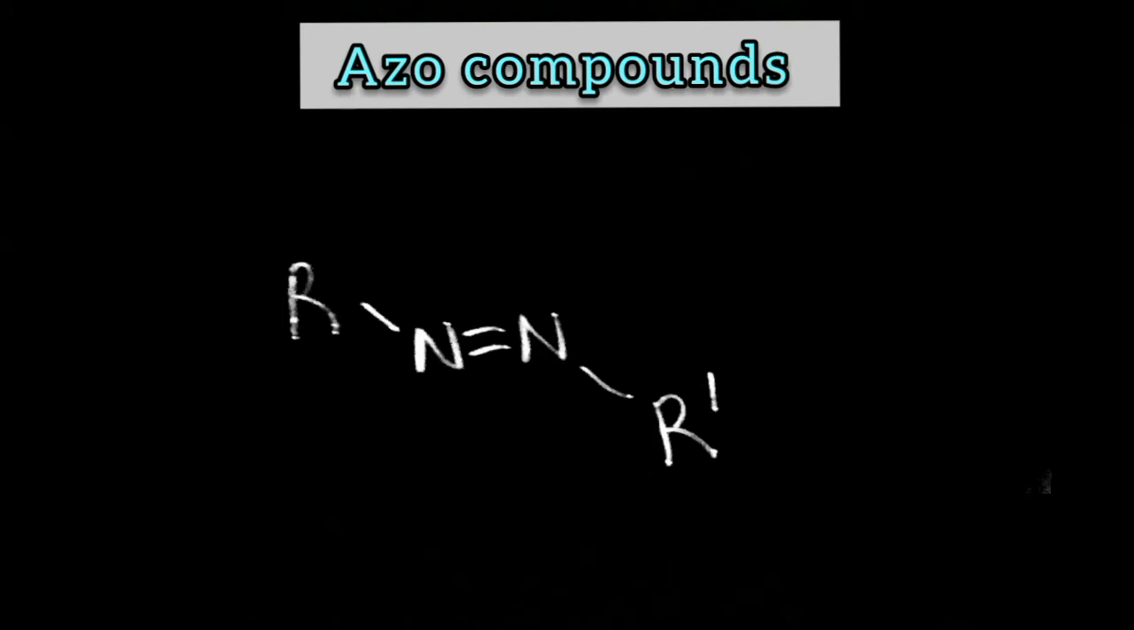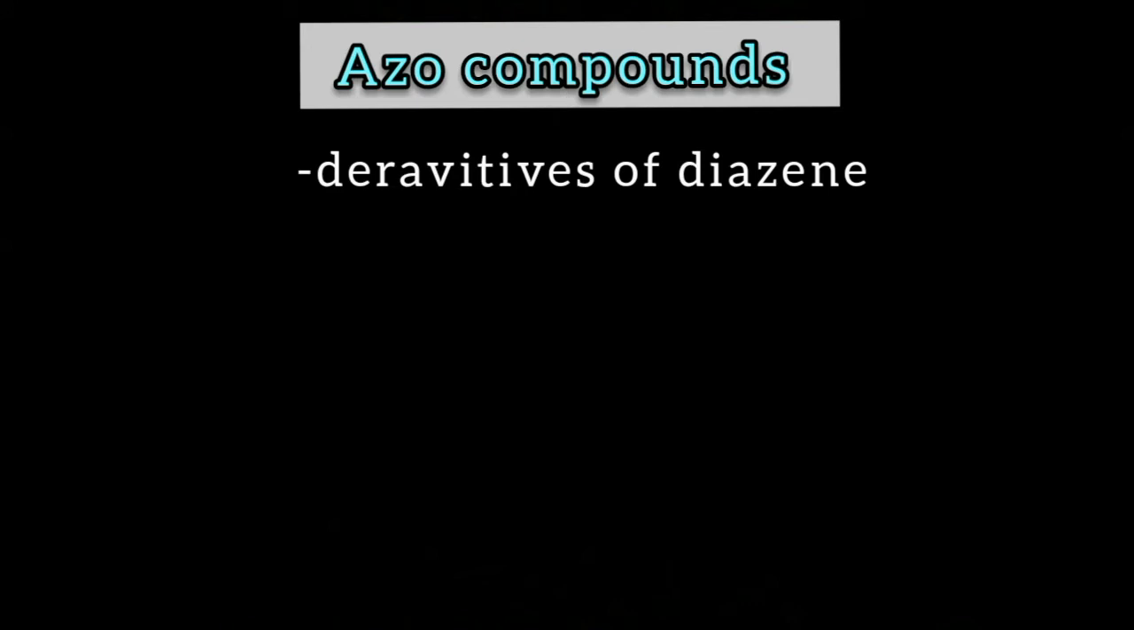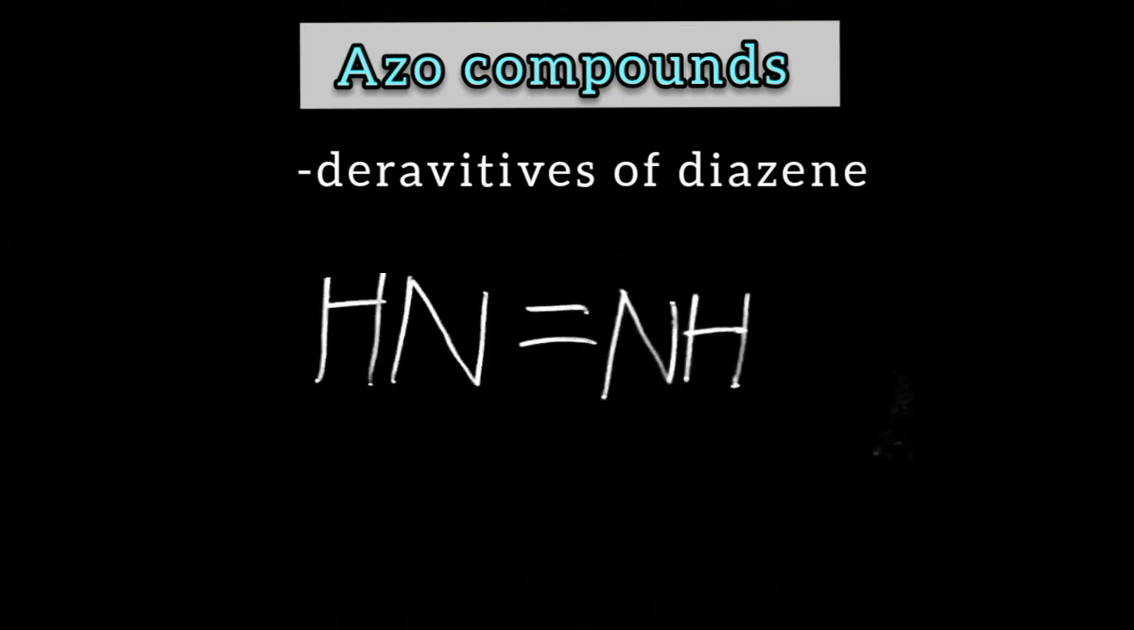Azo compounds can also be defined as derivatives of diazine. Diazine is a molecule where instead of the R groups, there are hydrogen atoms. To get azo from diazine, you have to substitute the hydrogens with either an alkyl group or an aryl group to get the general chemical formula of azo compounds. So this is where the general chemical formula originates from, the formula of diazine.